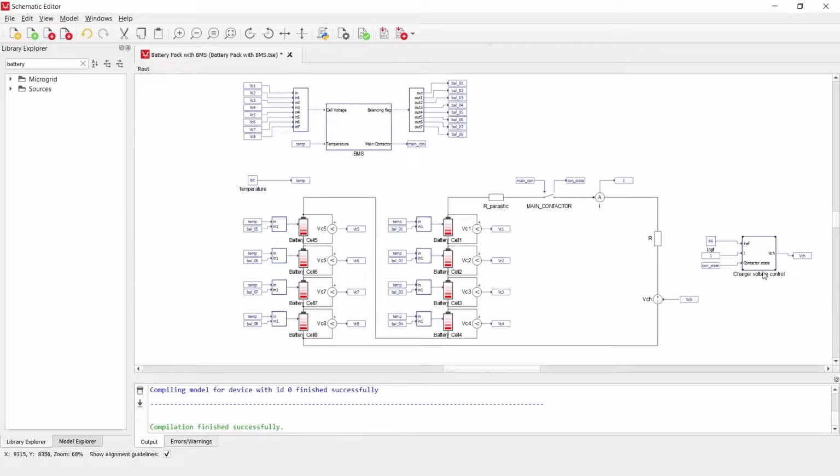And in this example, there is a charger, meaning that the current is being controlled to be a certain value so that the battery cells can be charged and discharged for the demonstration purposes. In this case, I will show an example of how the software in the loop or model in the loop approach for the battery management system would work.